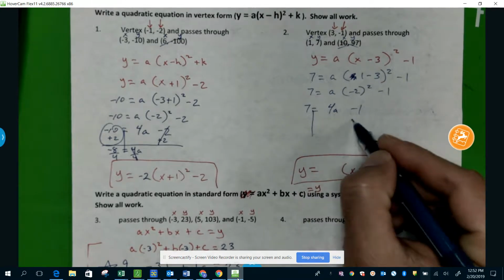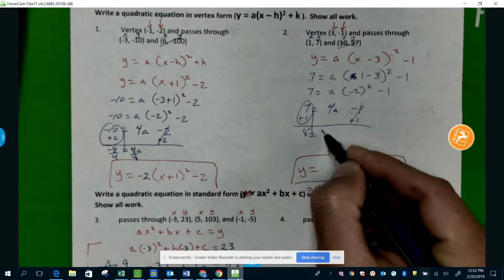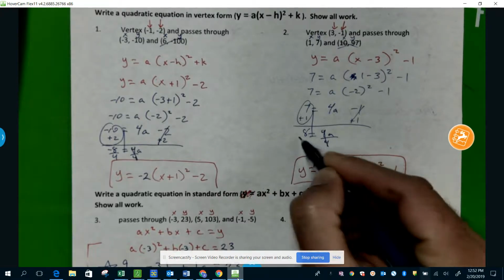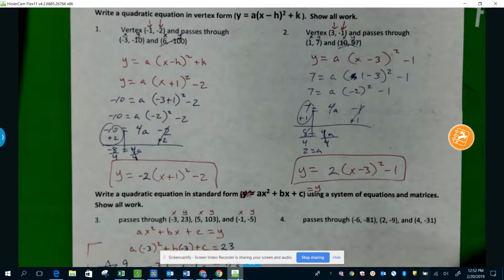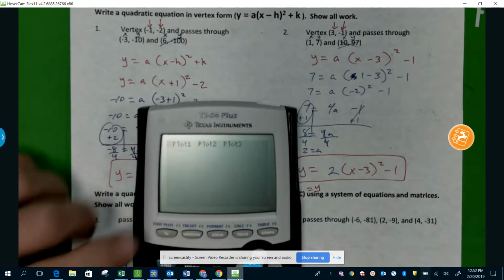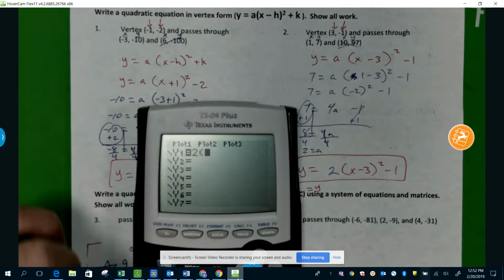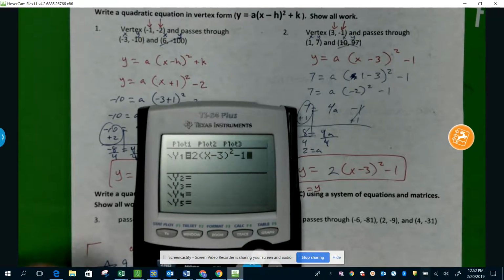All right, so solving for a, we're going to add 1 to both sides. 7 plus 1 on the left gives me 8. Divide by 4, and a equals 2. So that's the last piece of the puzzle that's missing. Again, you should be able to check that your answer is correct. Go to your y equals, plug this in: 2 times (x minus 3) squared minus 1.